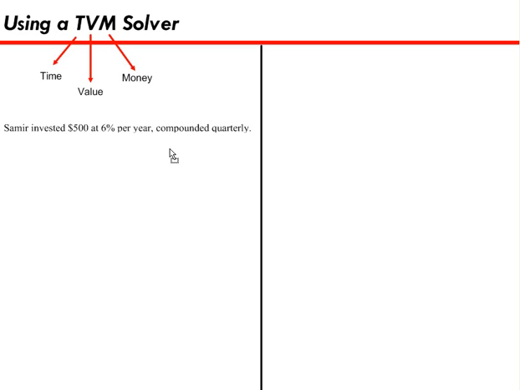Samir invested $500 at 6% per year, compounded quarterly. What will the investment be worth after 3 years? Okay, this is a pretty standard compound interest question.